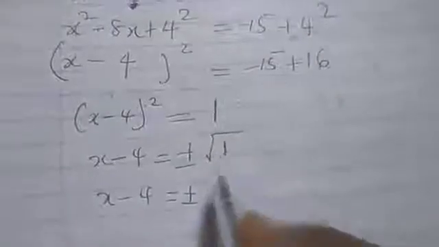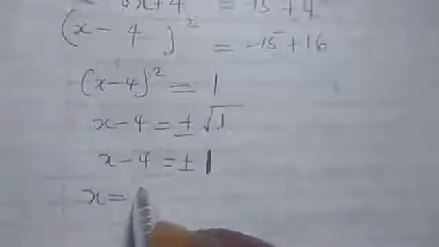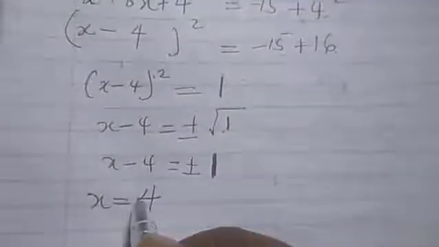Plus or minus square root of 1 will give me 1. Now from this place I will take this minus 4 to the other side. That will become plus 4. I am transferring minus 4 to the other side, it will become plus 4, followed by this plus or minus 1.